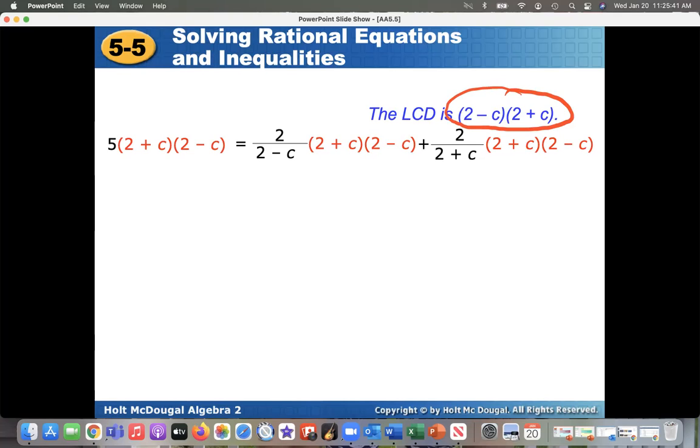Okay, so we have to take both sides times 2 plus c times 2 minus c. Well, that's going to allow us to do a little canceling here, and a little canceling right here. Because that was the whole goal here, to get rid of the fractions, right? To get rid of the denominators so that we don't have to deal with them. Okay. Question so far?